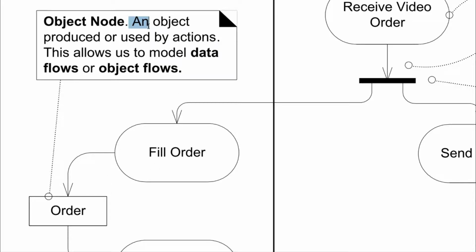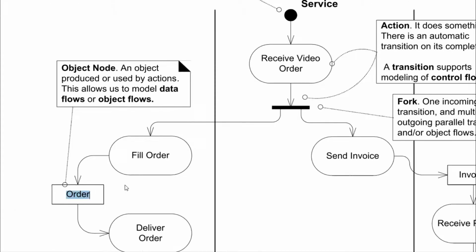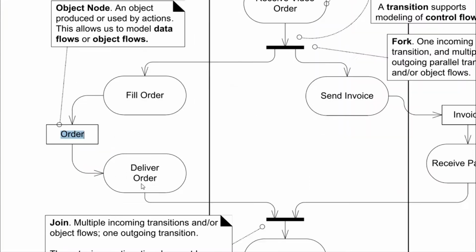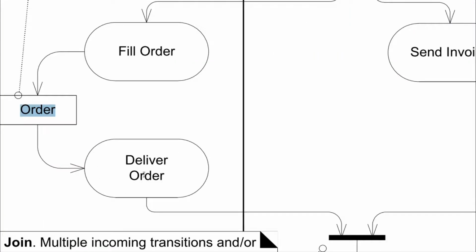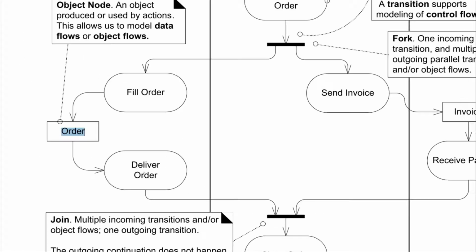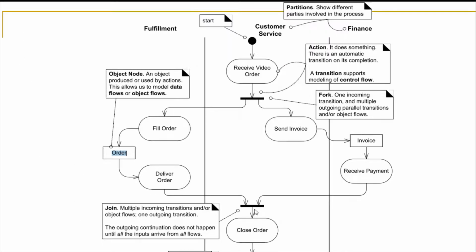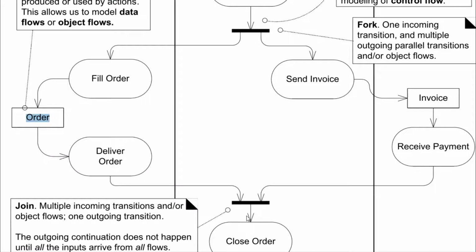An object node is produced or used by actions. This allows us to model data flows or object flows, which means the result of the activity fill order will be an order. You can consider this order as an object or data. This object is further used by the deliver order activity, which goes towards this solid line, in contrast to the fork. We call this a join.